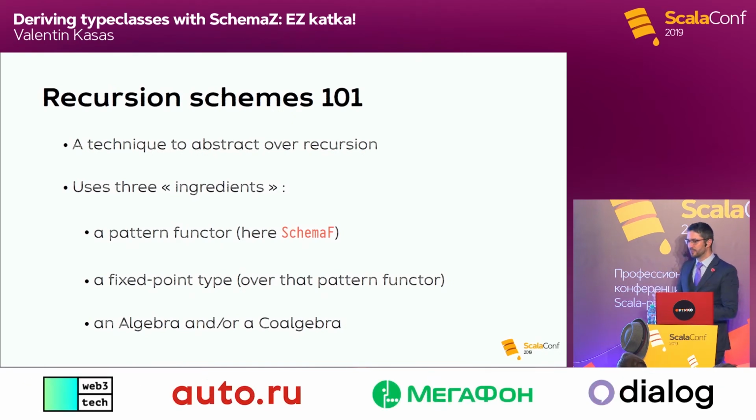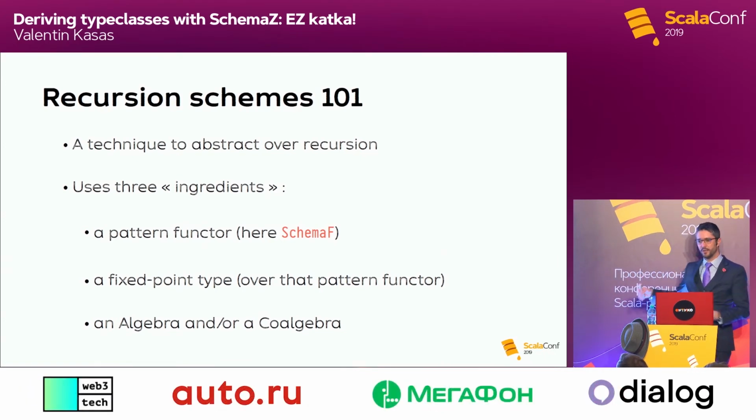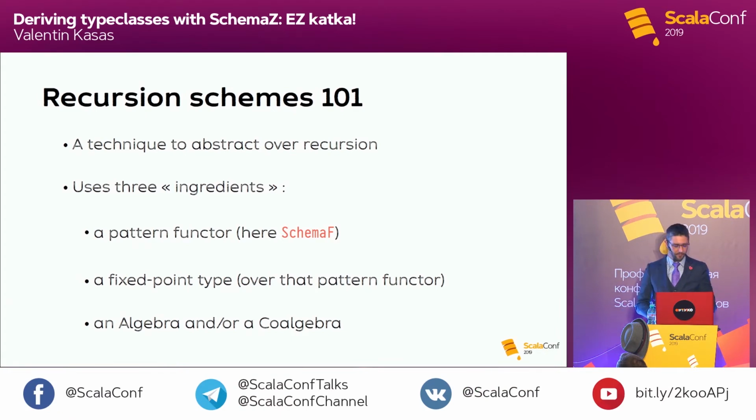So we want to go that way in order to use the technique of recursion schemes, and I will not expand too much on that. But basically, recursion scheme is a way to abstract over traversing recursive structures, and it uses three ingredients: the pattern functor, which here is our SchemaF; a fixed point type, or a Fix; and more importantly, what we will be writing, algebras and coalgebras that explain what we want to do with each constituent of the schema.